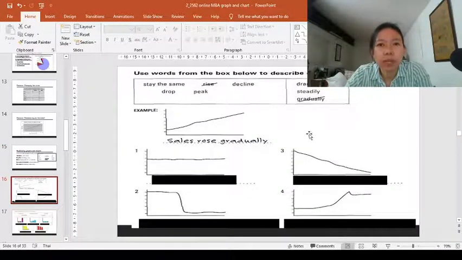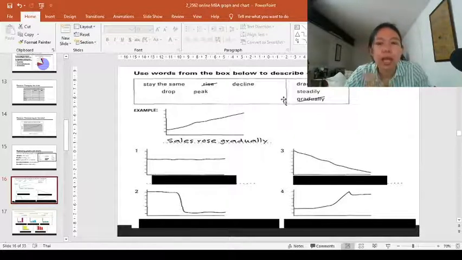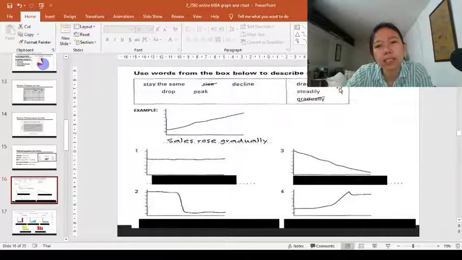So we have a line graph here, and in the box we have the verbs. We have stay the same, rise, which is an upward trend, decline, a downward trend, drop, also a downward trend, and peak. Peak means to reach the highest point. And next to the verbs, we have the adverbs: dramatically, steadily, gradually.